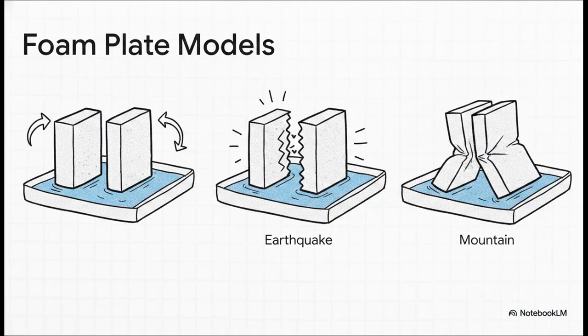Think back to when we got our hands wet and built those physical foam and water models. We saw plates moving apart, plates sliding past each other, and plates crashing together. When those foam edges pushed into each other, the material had literally nowhere to go but up. That right there represents exactly how a mountain grows. And when those rough edges get caught, build up tension, and then suddenly snap past each other, bam, that violent release of energy, that's your earthquake.